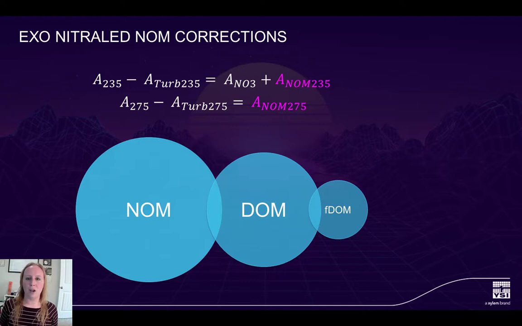Since we have solved for the absorbance due to NOM at 275 in our second equation here, we now need to see how that relates to the absorbance of NOM at 235 nanometers. Once we figure out the relation between these two variables, we can solve for NOM at 235 nanometers and thus solve for the absorbance due to nitrate.